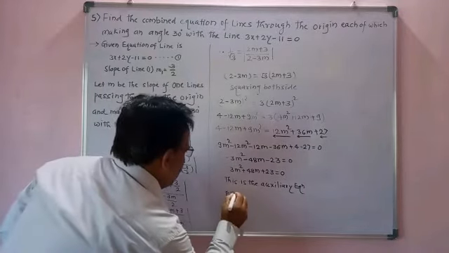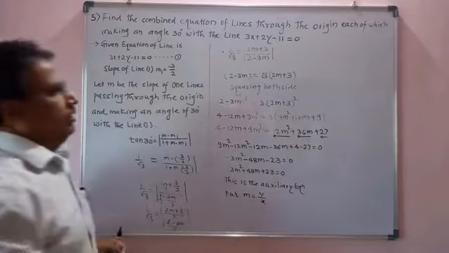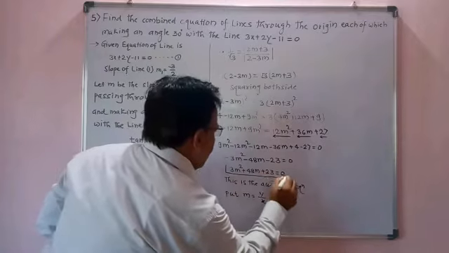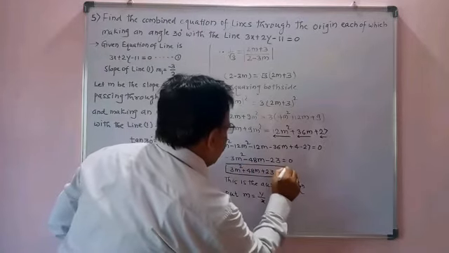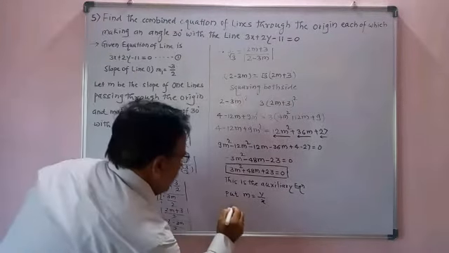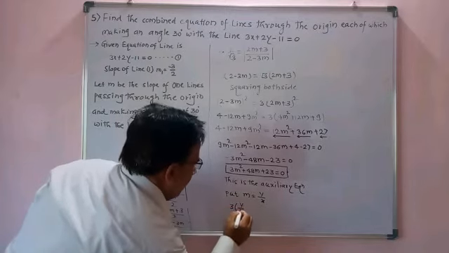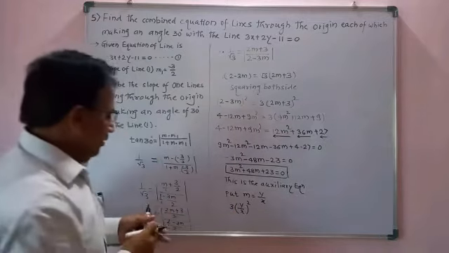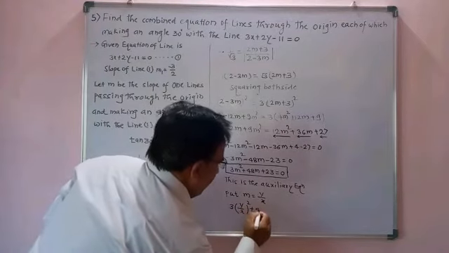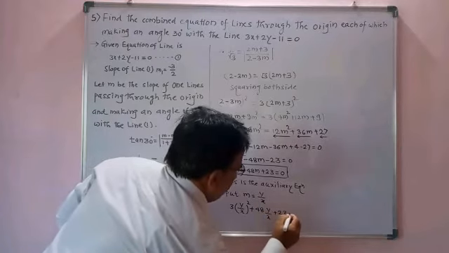Put m equal to y by x. Therefore, put m equal to y by x in this equation, 3m square plus 48m plus 23 equal to 0. 3 into m square, the value of m is y by x: 3 into y by x bracket square, plus 48 into the value of m, y by x, plus 23 equal to 0.